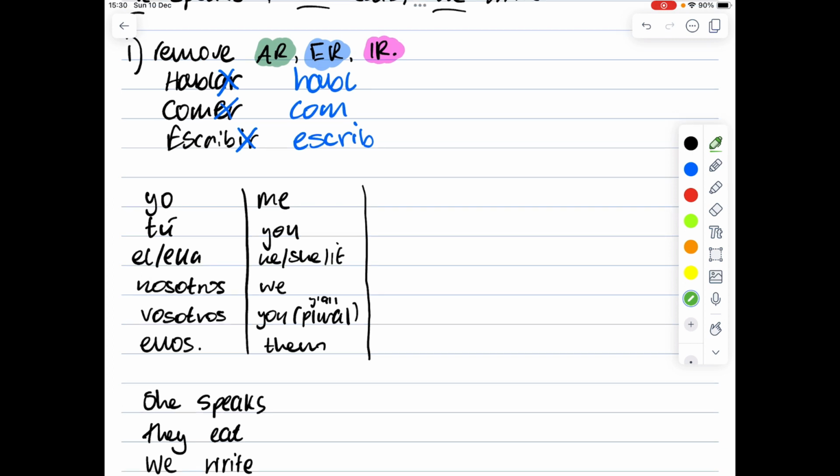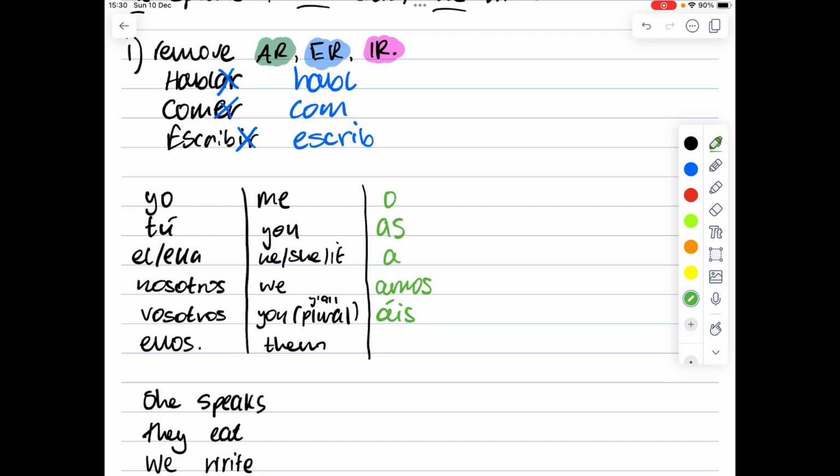So, in the AR verbs, you add an O for me. You add an S for you. For he, she, it, you add an A. For we add amos. For you, plural, you add áis with an accent on the A. And for ellos or them, you add an N. That's our AR endings.